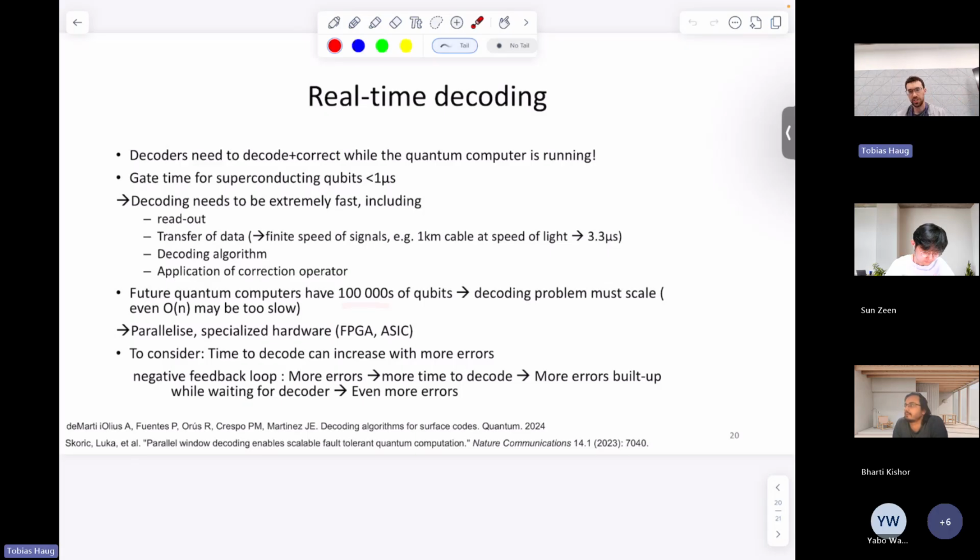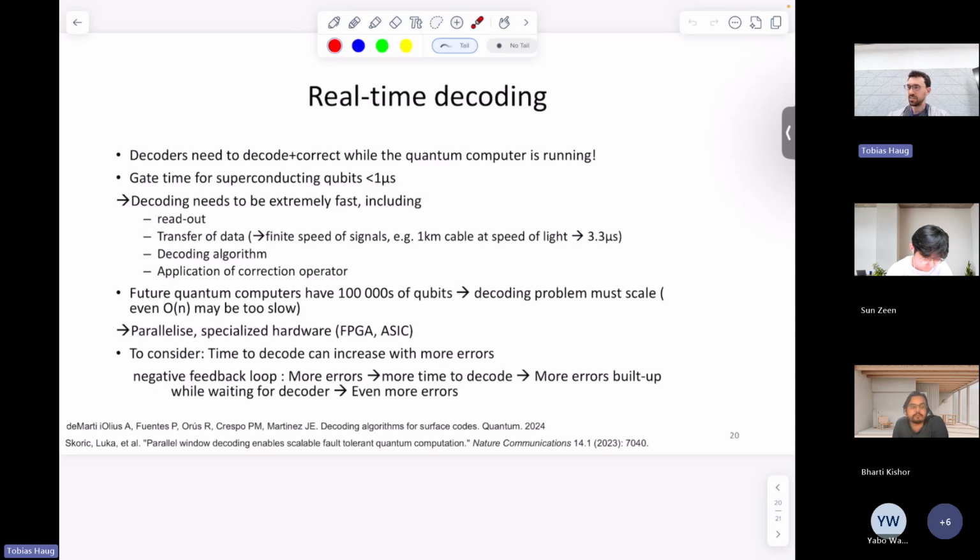As you scale up your quantum computer, of course, the decoding problem also gets more difficult. If your decoding problem gets slower as you scale up, it may become too slow, because your gate times are independent of the number of qubits. They are always 1 microsecond, let's say. But if you scale up, the decoding becomes slower and slower. Even if your decoding problem scales only linearly, it may already be too slow in practice for a large enough number of qubits. So you have to think very carefully how you design and construct your system. There are many things you have to consider.